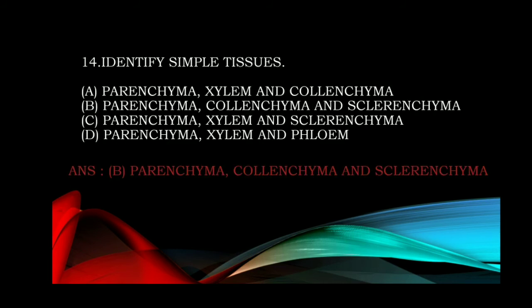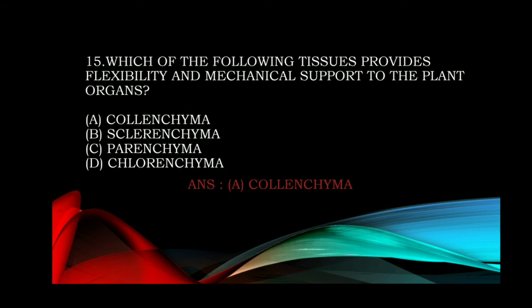Next question. Identify simple tissues. Option A, parenchyma, xylem and collenchyma. Option B, parenchyma, collenchyma and sclerenchyma. Option C, parenchyma, xylem and sclerenchyma. And option D, parenchyma, xylem and phloem. So we know that xylem and phloem are permanent tissues, right? Xylem and phloem are complex permanent tissues. So the correct option is option B, that is parenchyma, collenchyma and sclerenchyma are the simple tissues found in the plants.